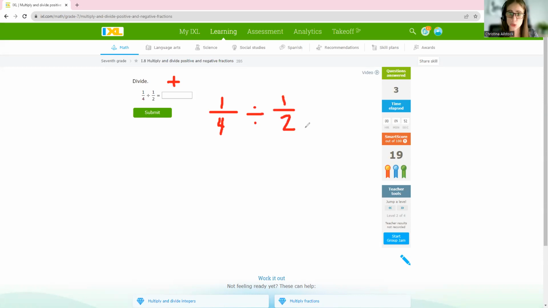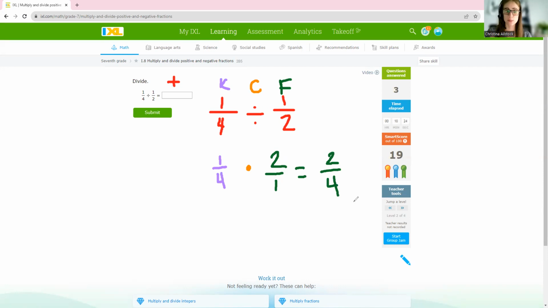Remember, when you have a division problem, you need to use keep, change, flip to rewrite it as a multiplication problem. So keep the first fraction the same. Change your division to multiplication, and then flip your second fraction. So 2/1, take the reciprocal. Once you've done that, just multiply straight across. 1 times 2 is 2. 4 times 1 is 4.